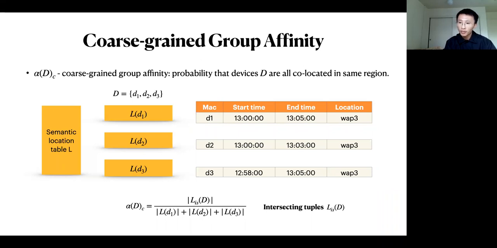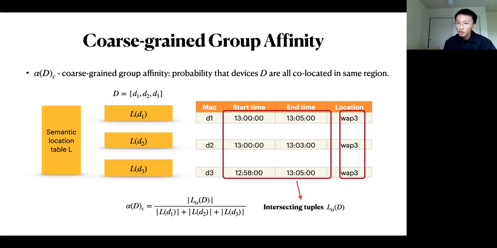So starting from the semantic location table, LD1 contains the data for device D1. If there exist 3 tuples such that these 3 devices connect to the same Wi-Fi AP in approximately the same time interval, we know that they are co-located in this region. We call such tuples intersecting tuples. The coarse-grained group affinity is equal to the number of intersecting tuples divided by the number of R tuples for D1, D2, and D3, which is the frequency that they are together.